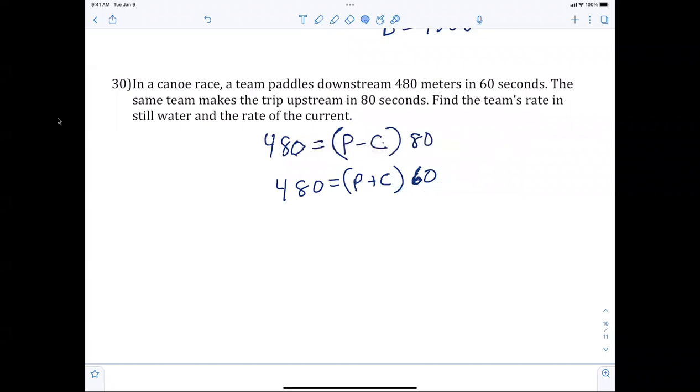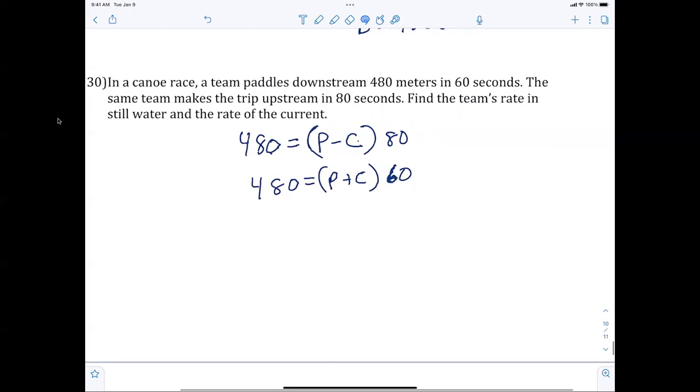Does everybody agree with that? So because it's, so person and then current, when it's negative is downstream and current when it's positive is upstream. Yeah. With and against the current. I just don't really understand. Now, instead of distributing an 80 and distributing a 60, I could just do what?